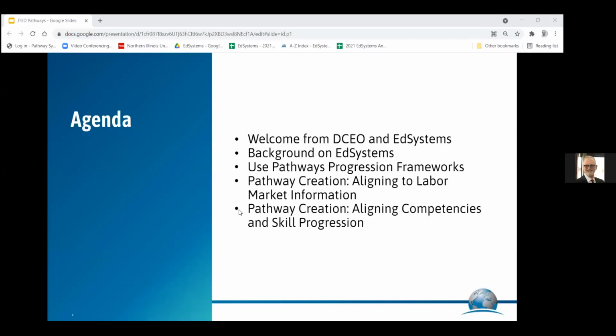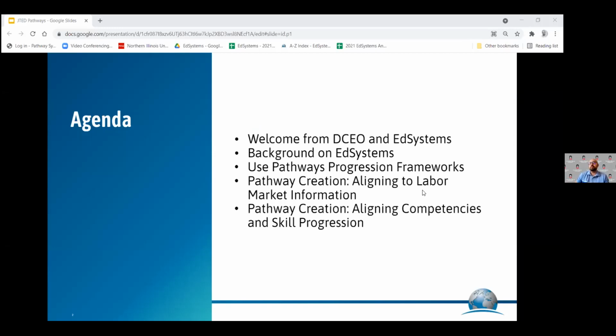So this is the agenda I plan for you today. We already have had the welcome from the CEO, and I'm going to introduce a little bit about my background at Education System Center. And then we're going to talk about some of the useful pathways progression frameworks. It looks like many of you are looking at this notice of funding opportunity from a nonprofit foundation list.